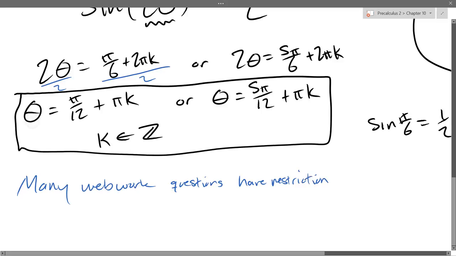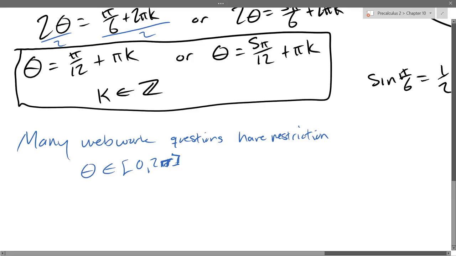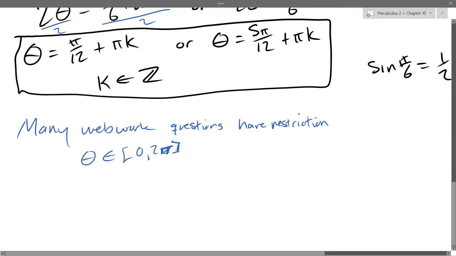They're going to have different restrictions. Let's say that theta is between 0 and 2 pi. That's pretty standard. So if I also put a restriction and say theta needs to be between 0 and 2 pi, we certainly get pi over 6 and 5 pi over 6. So if I add this restriction on, it means we don't have infinite answers anymore.